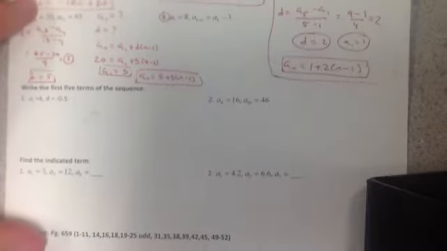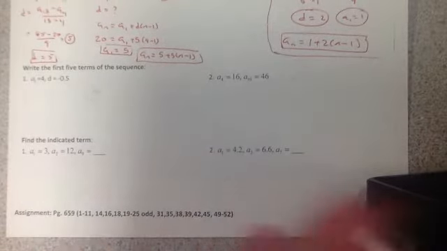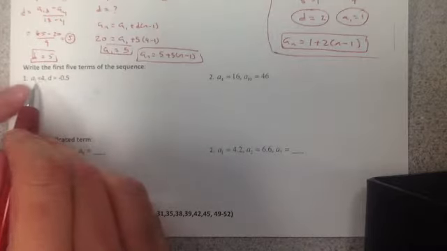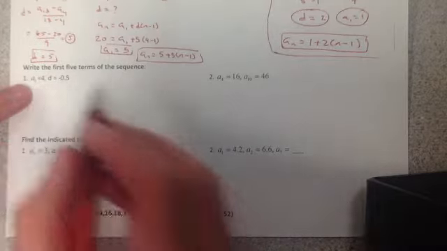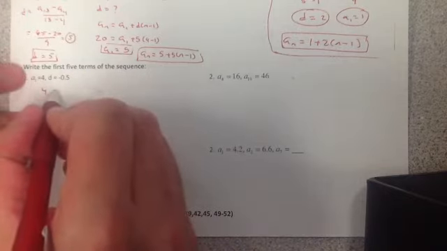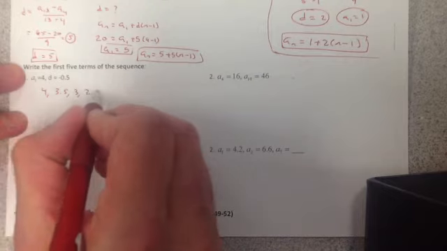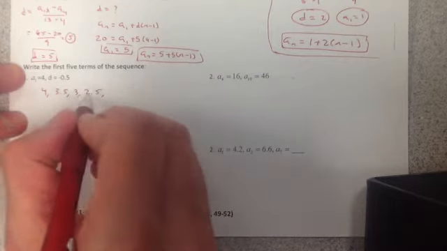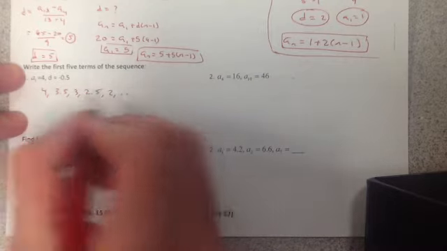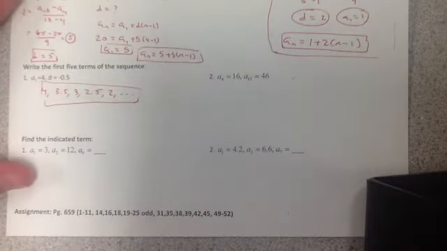Now, let's take a look down here. We want to write the first 5 terms of a sequence. This is pretty easy to do. It gives me my first term and what my common difference is. So it's 4. What's my next number? I'm subtracting 0.5, so it's 3.5, 3, 2.5, 2. But remember, put the plus dot, dot, dot at the end there to say that it does go on.